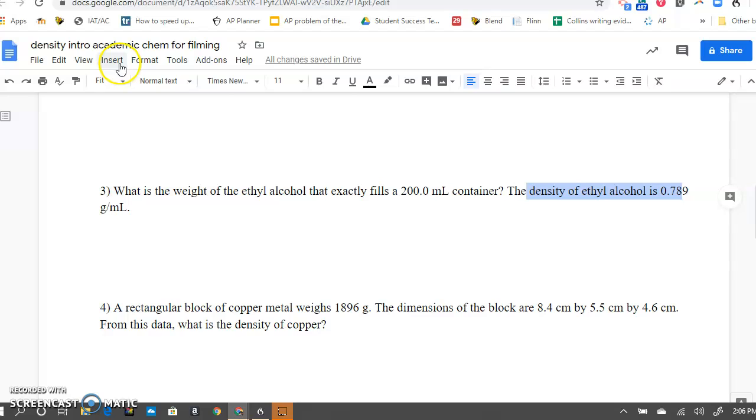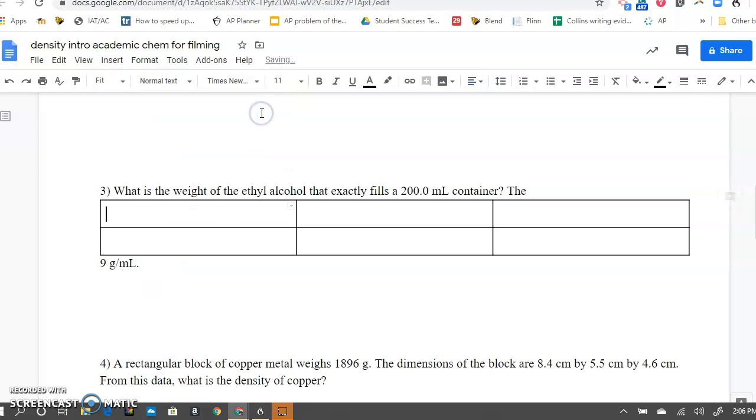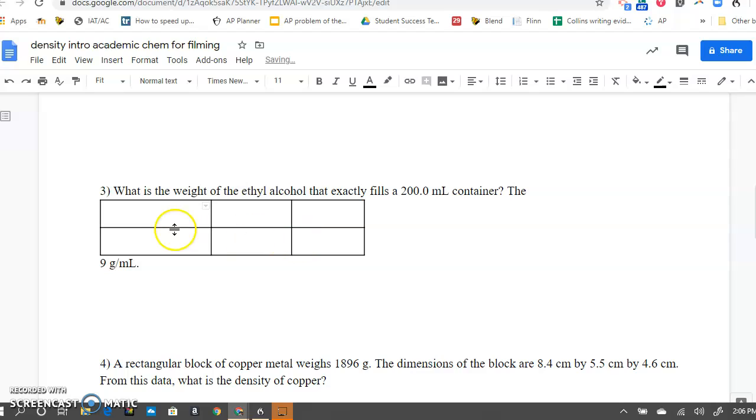So I'm going to go up here into my insert, and I'm going to insert a table. I am just going to set that up with 3, and that's basically going to be my bridge problem. I can shrink it up a little bit so it looks more like a bridge problem. We can get fancy and delete the sides, but basically what I have here is my starting quantity. I always want to start with the measurement, so I never start with density, and I want to find weight or mass, so this is going to be equal to my grams.